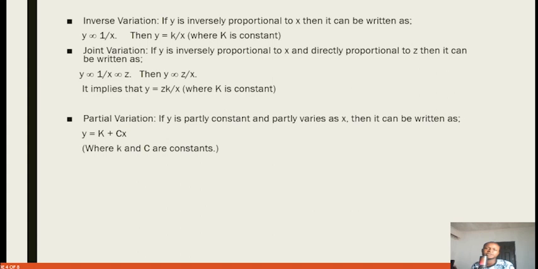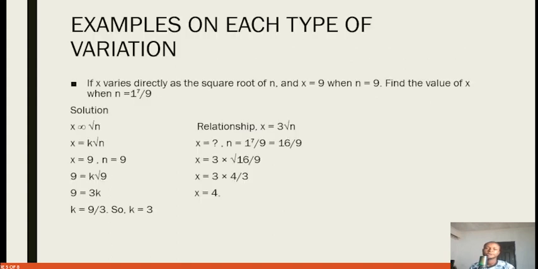Most of the time, partial variation deals with two constants, which means we are to solve simultaneously most of the time, if we are not asked to get one variable in terms of the other. So let's check some questions related to this type of variation that I have tried to introduce. So here we have the first question.